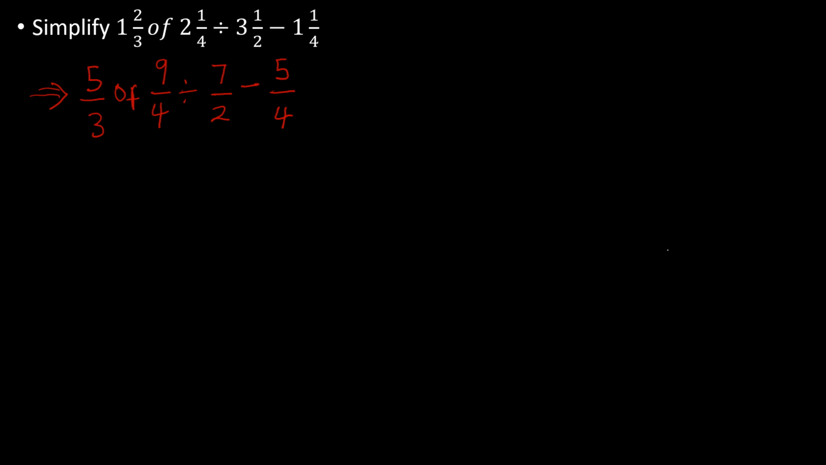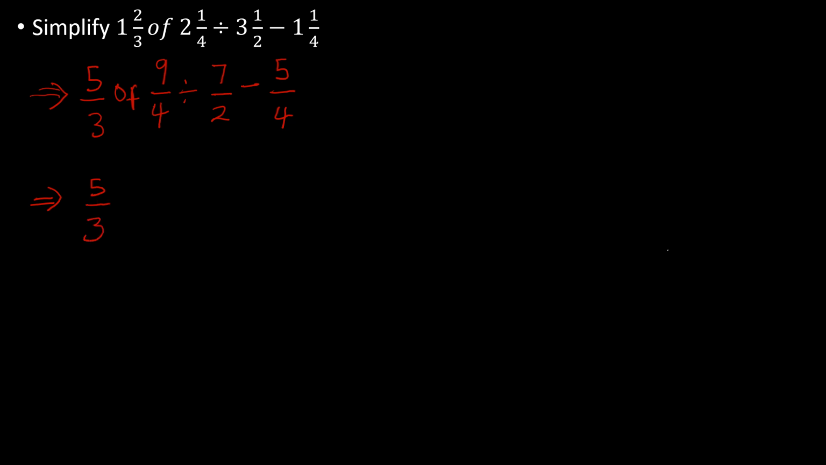Now, following the order of operations, BODMAS or PEMDAS, depending on which you're more conversant with, we have to attend to this one first, which is the first one there, which is 5 over 3 of 9 over 4. Okay, that's the first thing we're going to deal with. And therefore, to do that, we can move further. We're going to have 5 over 3.